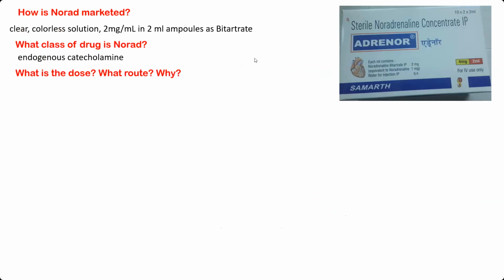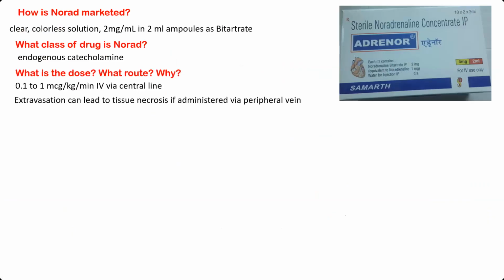All of you should be familiar using this. The dose is 0.1 to 1 microgram per kg per minute via central line. Why do you want to give it by central line? Since it is a vasoactive drug, it will lead to ischemia when we give it in the periphery. Extravasation can lead to tissue necrosis if administered via a peripheral vein.